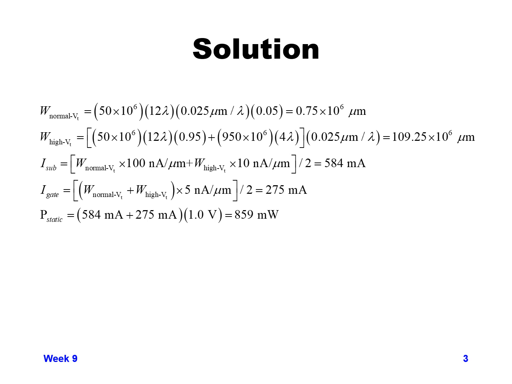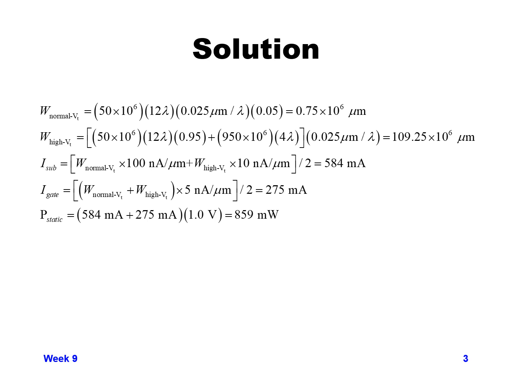So for the memory cells, we said there's 950 million, so 950 times 10 to the 6th, multiplied by 4 lambda as the average width of the memory transistor, and then those two get added together and multiplied by our process parameter of 0.025 micron per lambda. That gives us a total width of high VT of 109 times 10 to the 6th microns.